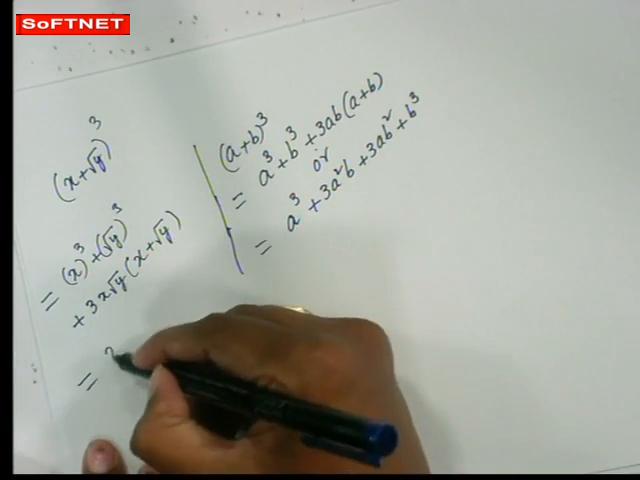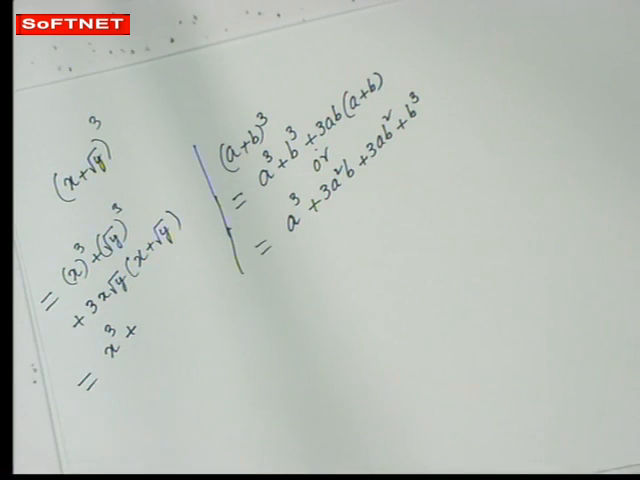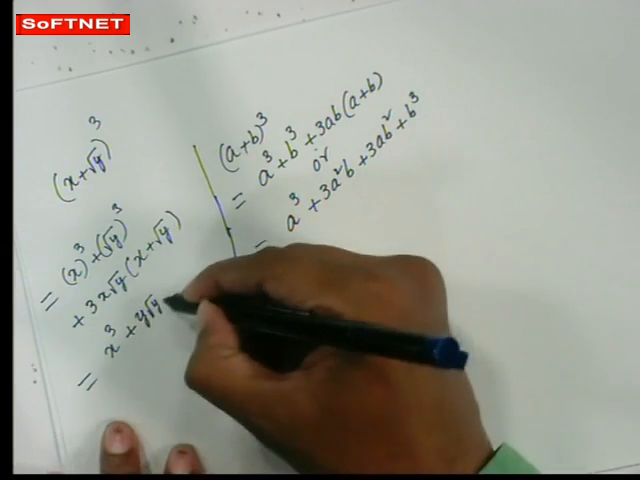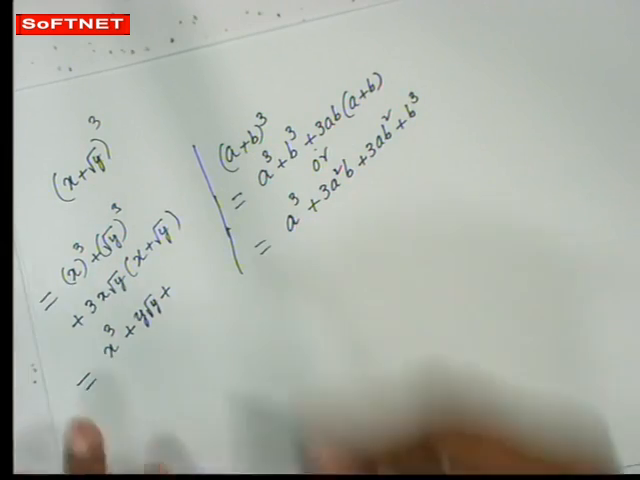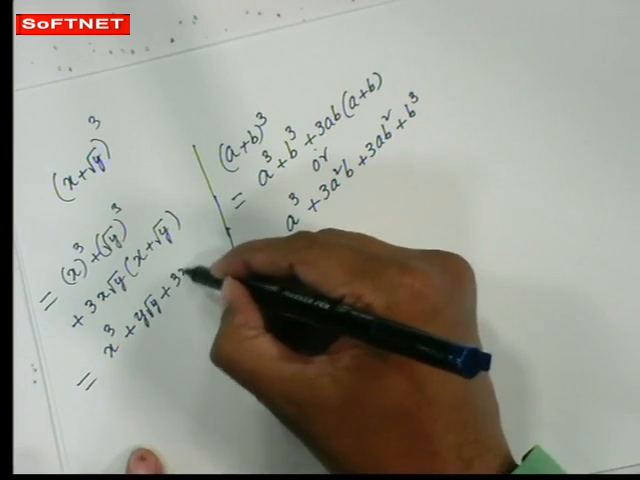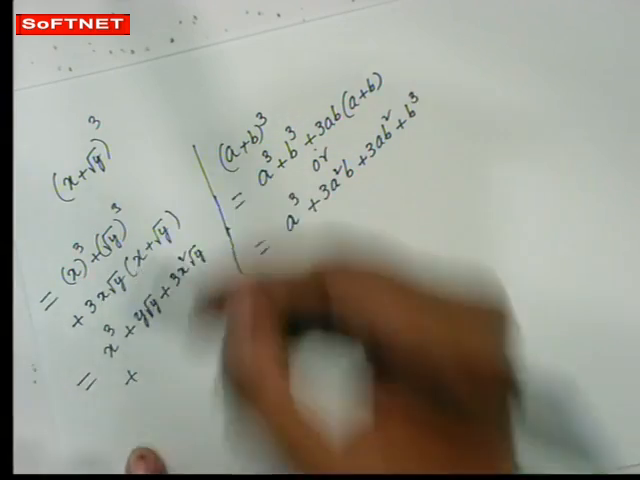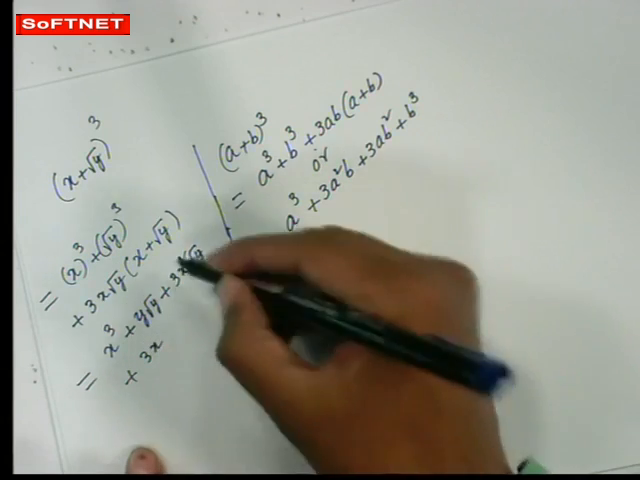Okay, x cube. What is the value of (root y) whole cube? Root y into root y is y, into root y, that is y root y. Now 3x root y into x, that is 3x square root y. Now plus 3x root y into root y, that is 3xy.